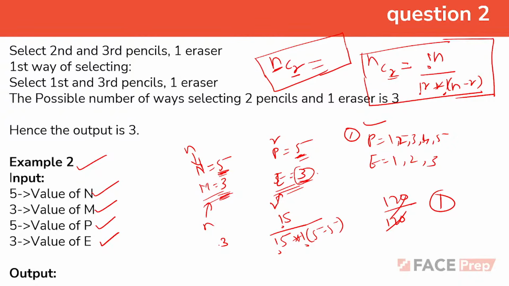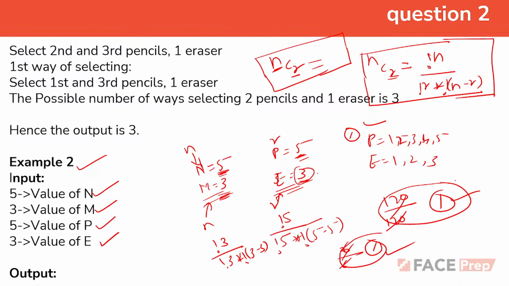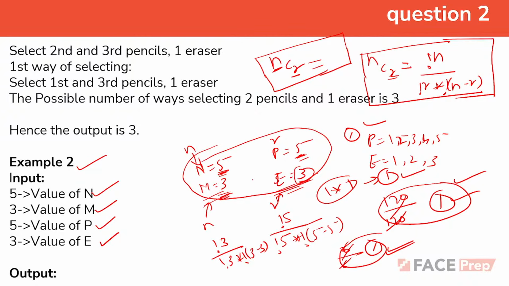So apply the formula: 3 factorial and 3 factorial multiplied by factorial of 3 minus 3, which is nothing but 0. 0 factorial is 1. So 3 factorial is going to be 6, 6 by 6 is going to be 1. So how many possibilities are there? 1 into 1. How many ways are there to choose the pencils and how many ways to choose the erasers? We just need to multiply 1 into 1, which gives an output of 1. So there is only one way to get the output over here. You can choose the P number of pencils and E number of erasers, right?